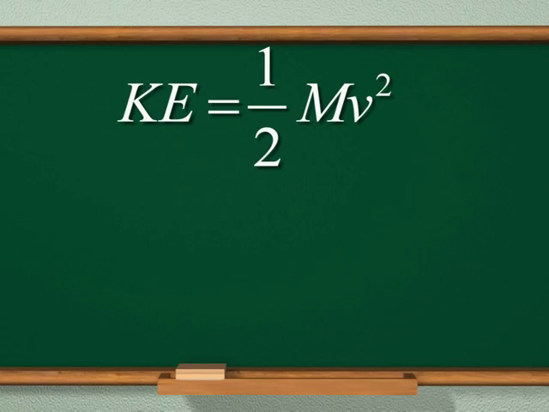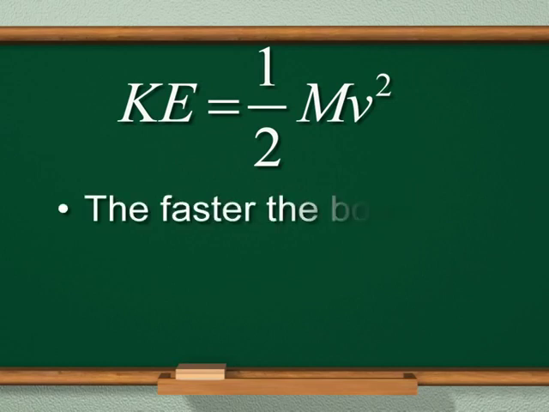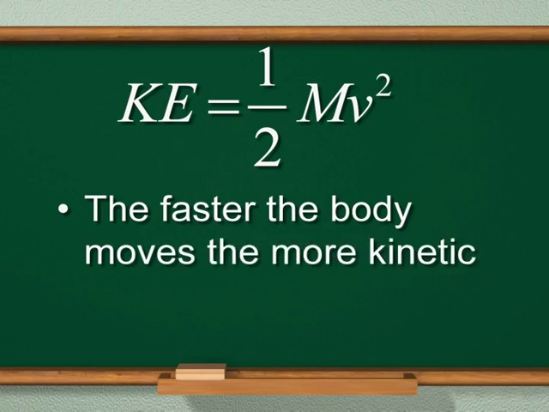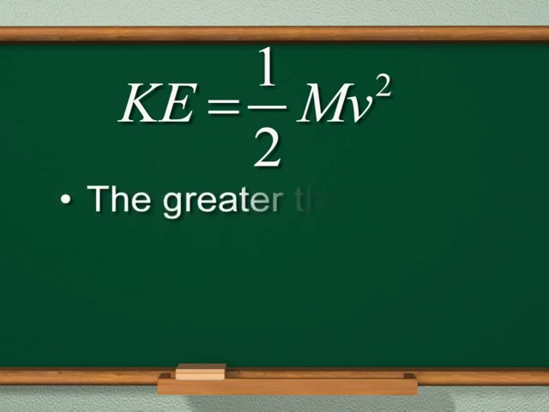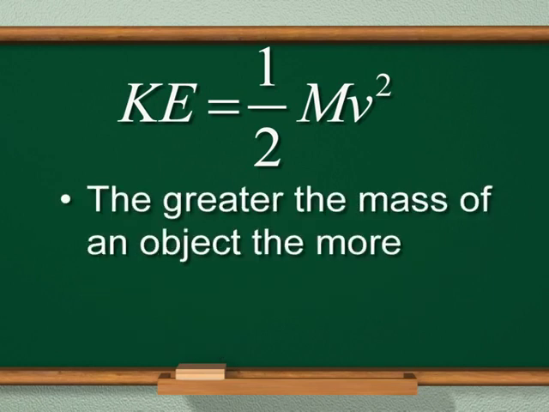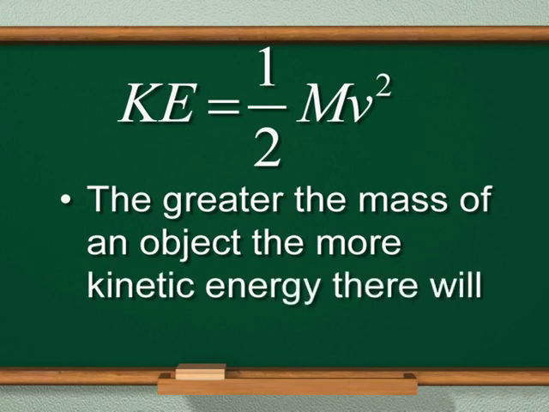From the formula of kinetic energy, we conclude that the faster the body moves, the more kinetic energy is produced in the body, and the greater the mass of an object, the more kinetic energy there will be.